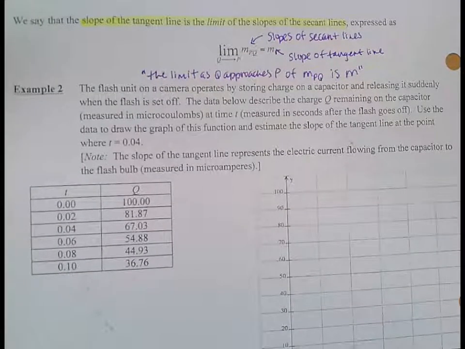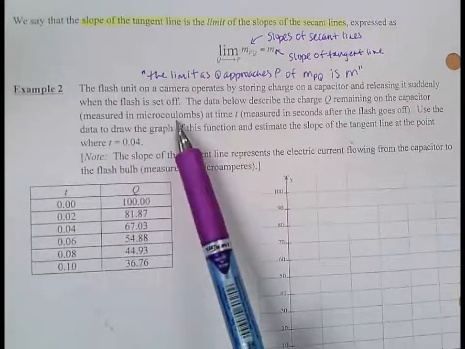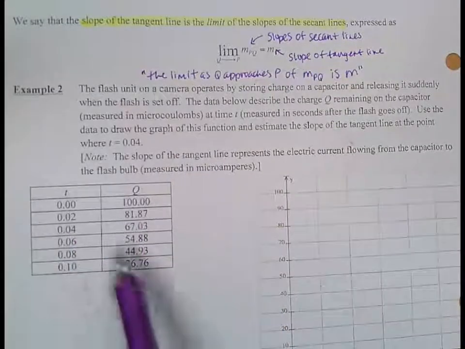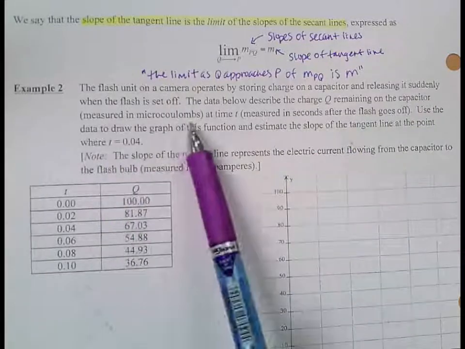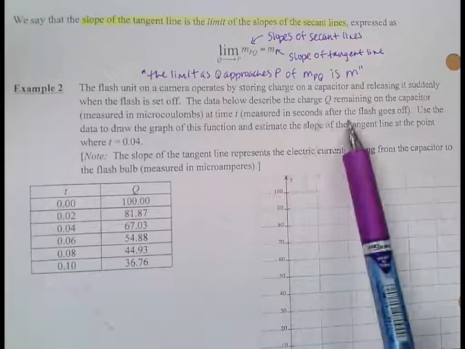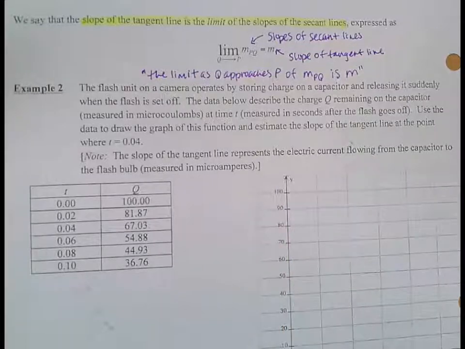So then I have one last example, and this one is a little different because the function we are working with, we do not have an equation for, and you do not need to find an equation for it to find, in this case, what the slope of the tangent line would be. It says the flash unit on a camera operates by storing charge on a capacitor and releasing it suddenly when the flash is set off. The data in the table below describe the charge Q remaining on the capacitor, measured in microcoulombs, at the time t, measured in seconds after the flash goes off. Use the data to draw the graph of this function and estimate the slope of the tangent line at the point where t is equal to 0.04.